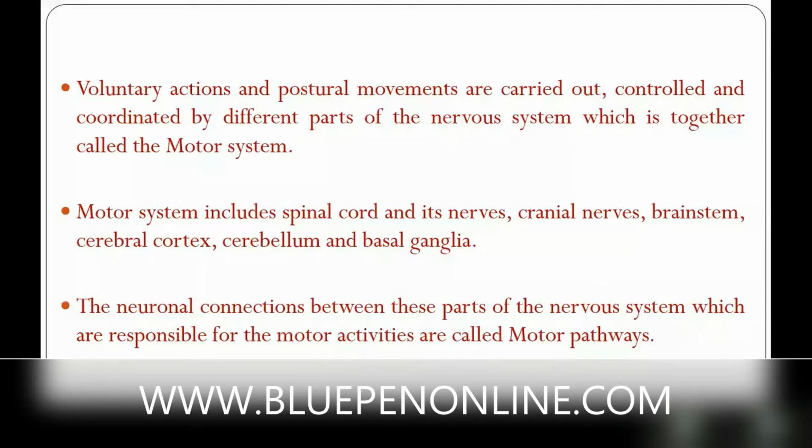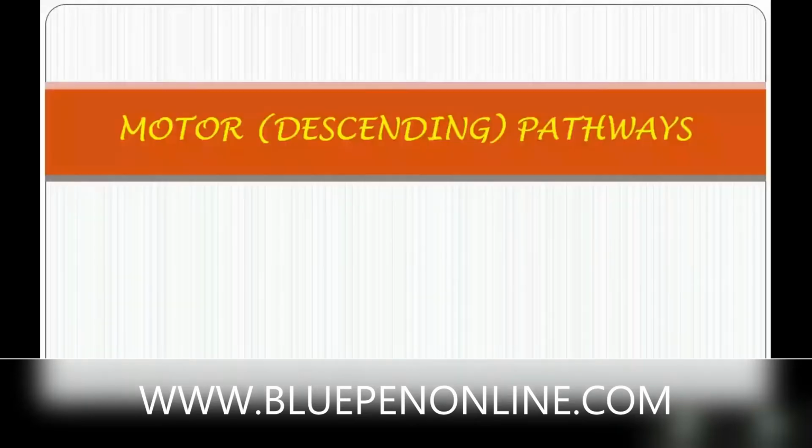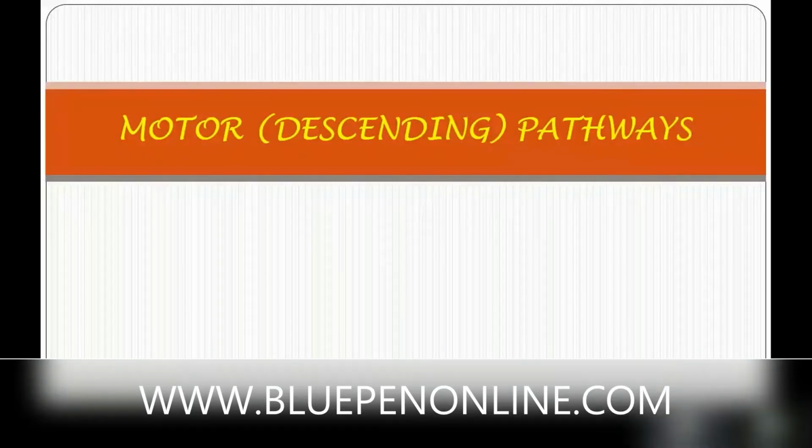So I hope you know what the motor tracts or the descending pathways are. You know the names, right? The motor tracts or the descending tracts are divided into two types: pyramidal tracts and extrapyramidal tracts.